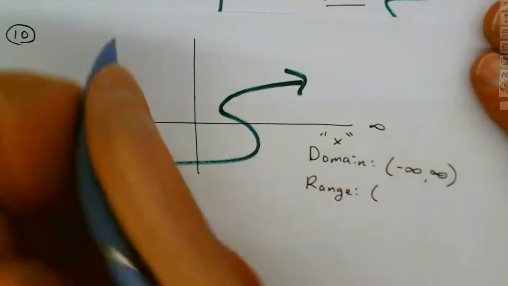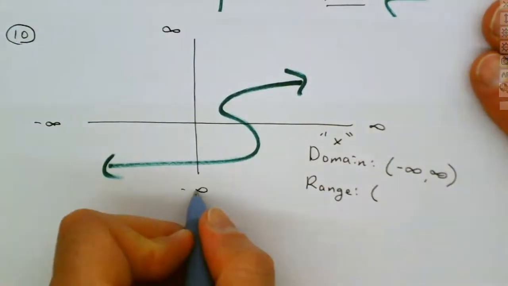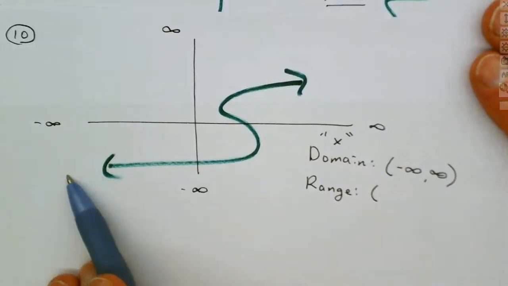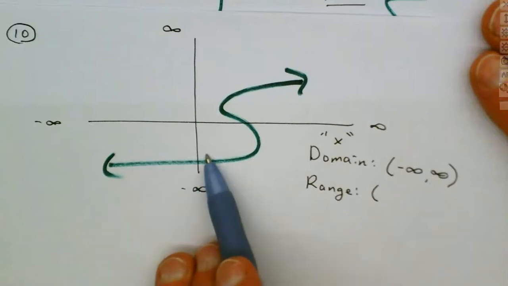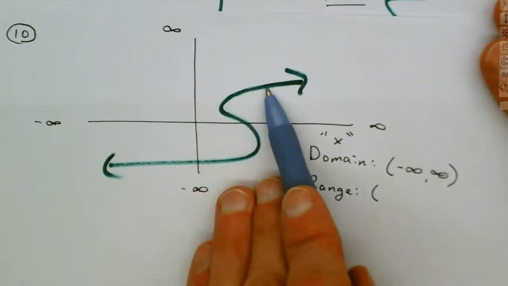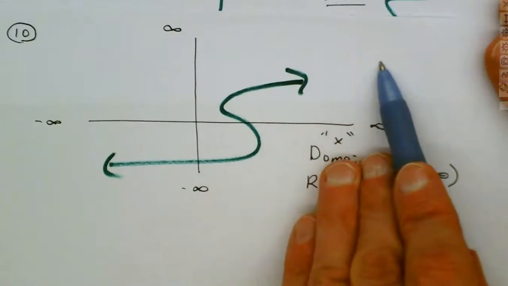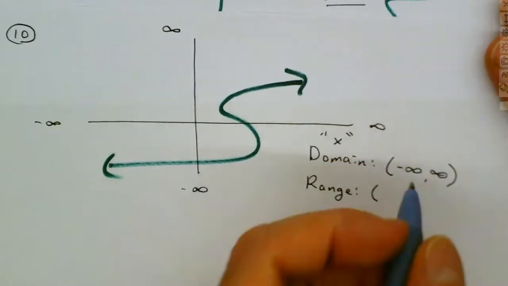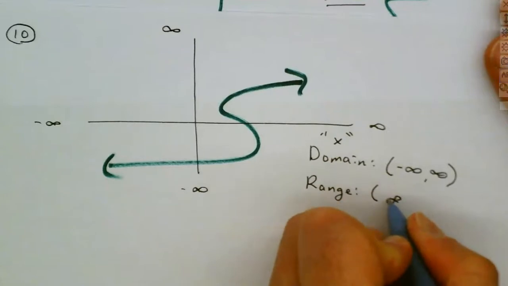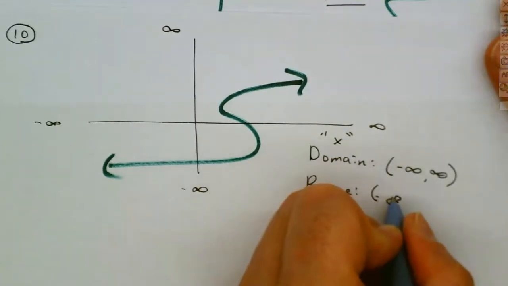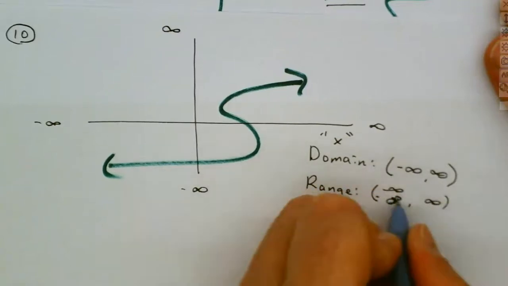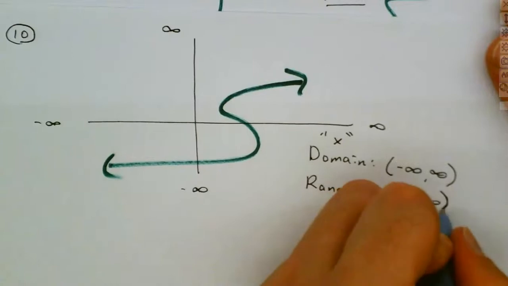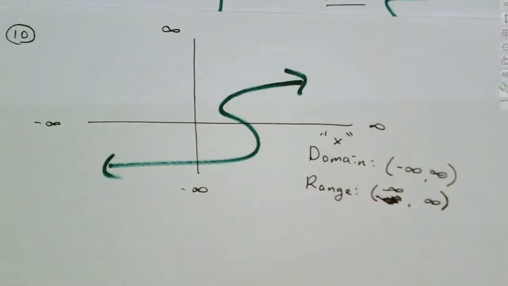What about the range? Well, where do I start at? Way down here, I start at negative infinity. I watch the graph, and as it goes to the right, what else is it doing? It's going up, so your range would also be negative to positive infinity, wouldn't it? So your domain and your range are both negative to positive infinity. Is everyone okay with that one?